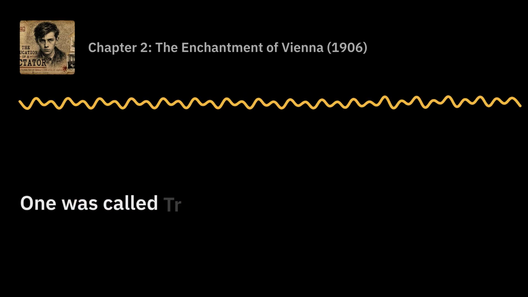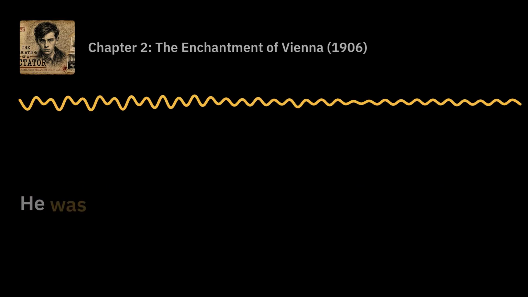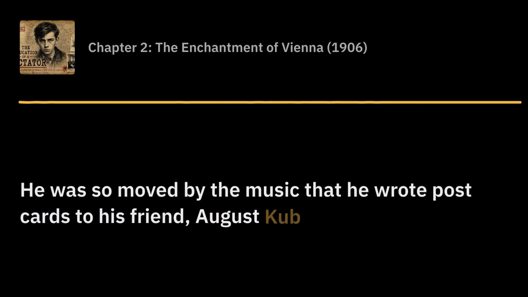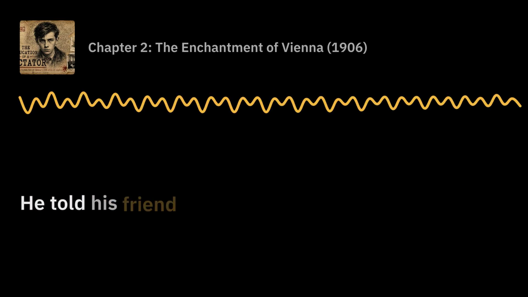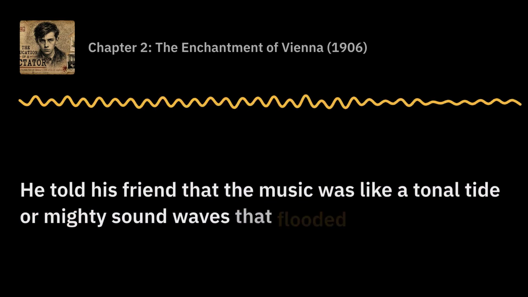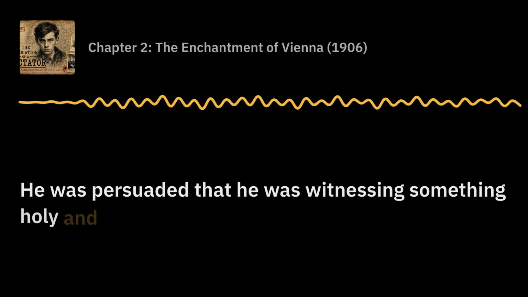One was called Tristan and Isolde, and the other was called The Flying Dutchman. He was so moved by the music that he wrote postcards to his friend, August Kubizek, in Linz. He told his friend that the music was like a tonal tide, or mighty sound waves that flooded the hall. He was persuaded that he was witnessing something holy and powerful.